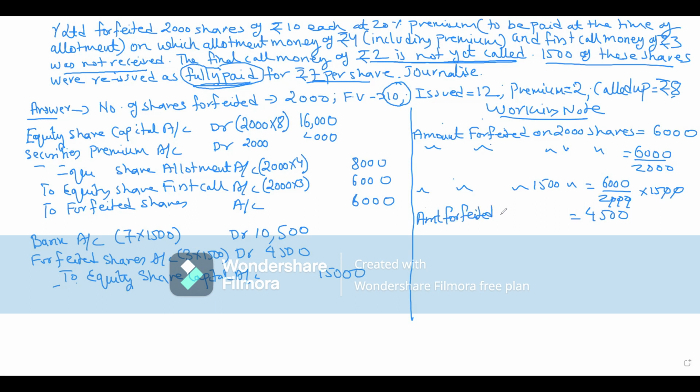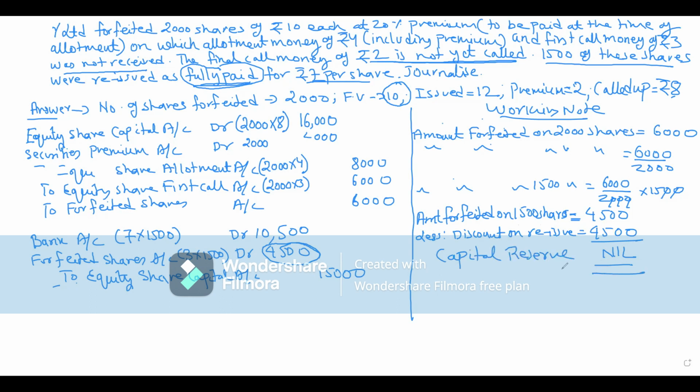So here I will write amount forfeited on how many shares, children? 1500 shares. Is that clear? For 1500 shares, what is the amount forfeited? 4500. Now understand, what is your discount on reissue? 3 per share, total amount 4500. Total discount for 1500 shares is how much? 4500. So you will subtract this, less discount on reissue, how much? 4500. So what is your capital reserve? Nil.